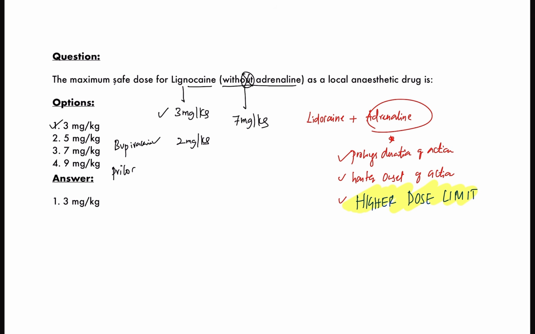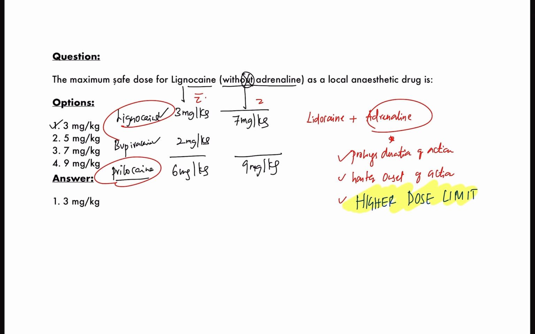We have prilocaine. Even prilocaine, we use either with or without adrenaline. With adrenaline, the maximum dose limit is 7 mg per kg. Without adrenaline, the maximum safe dose for prilocaine is 6 mg per kg. Lignocaine and prilocaine are the only two drugs wherein we use them with or without adrenaline. Now there are some other drugs also, like ropivacaine, which is a local anesthetic agent. Again, 3 to 4 mg per kg.